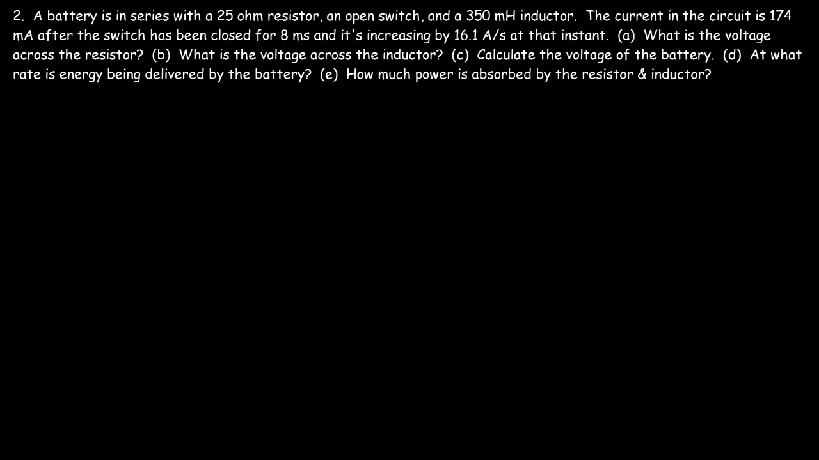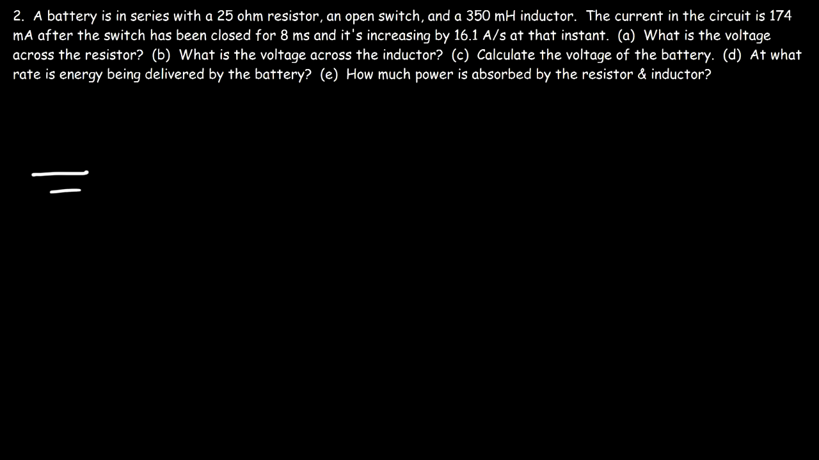millihenry inductor. The current in the circuit is 174 milliamps after the switch has been closed for 8 milliseconds, and the current is increasing by 16.1 amps per second at that instant. What is the voltage across the resistor?